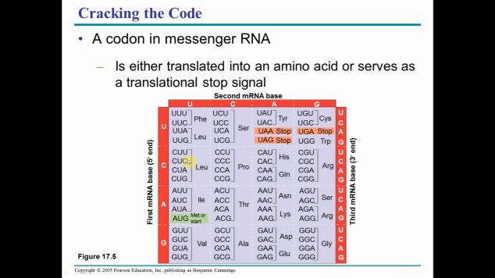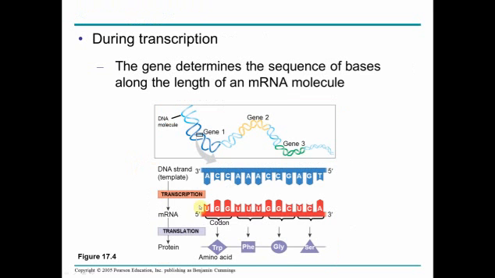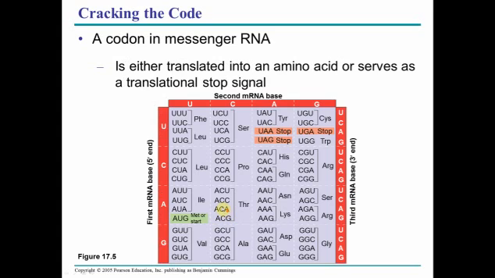Here's that chart that you look up. On the left, you have the first letter. On the top, you have the second letter. On the right, you have the third letter. So here we had UGG. If we look up UGG, U is the first letter, G is the second letter, and then G is the third letter. So here's UGG, and we have TRP.